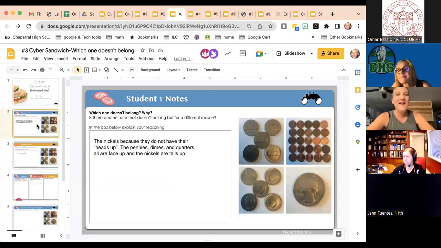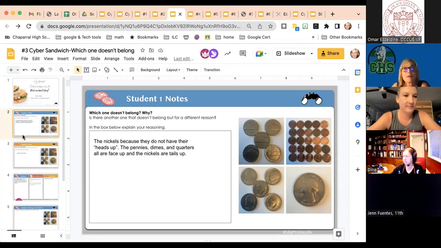Hi. We've done these activities, so I was trying to find something fun. So I said that the nickels didn't belong because they didn't have their heads up. So the pennies, quarters, and dimes are all face up, heads up. And then the nickels are tails up.